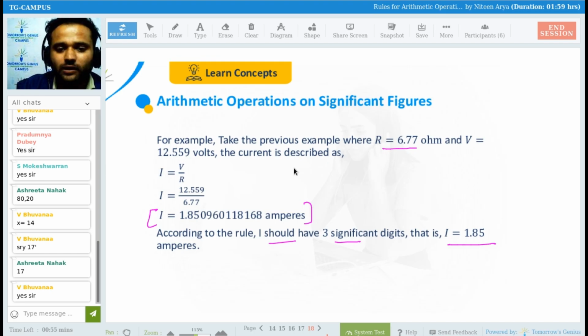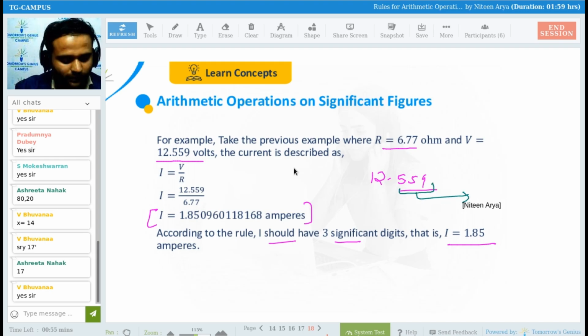If they want you to give the answer in three significant figures, that particular thing you need to write down. If they want it in more significant figures, you need to write it down that way. Why do we write only three? Because these digits, 12.559, are the doubtful digits. So obviously, if you have a doubt in this, you need to write it down in a less doubtful manner.